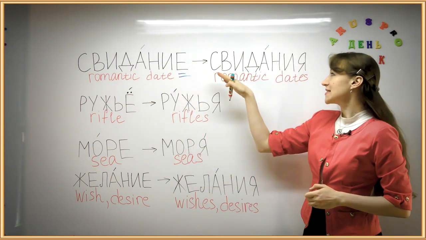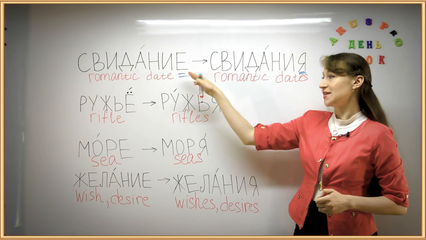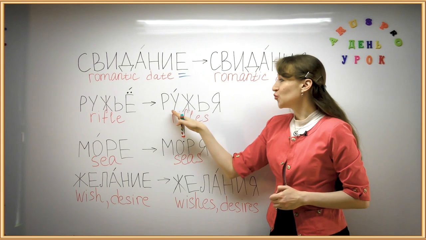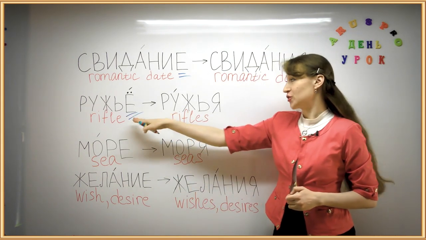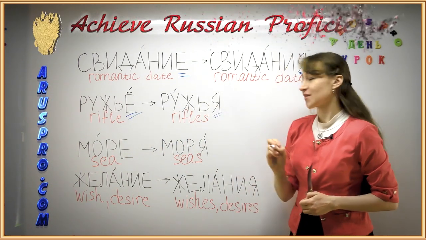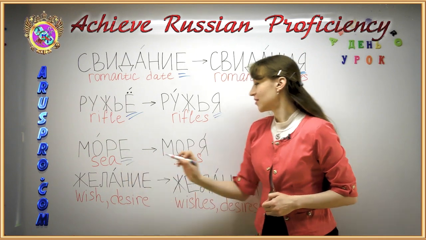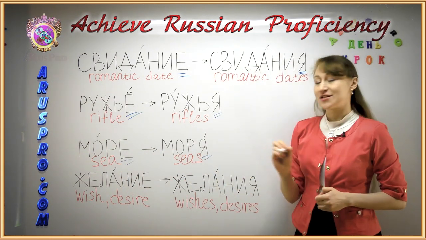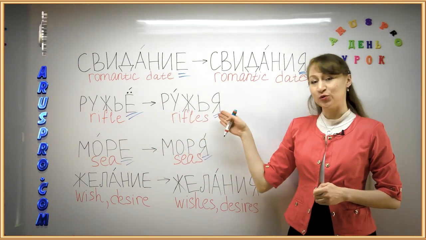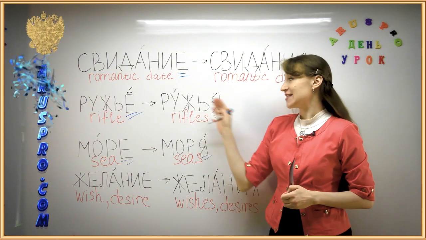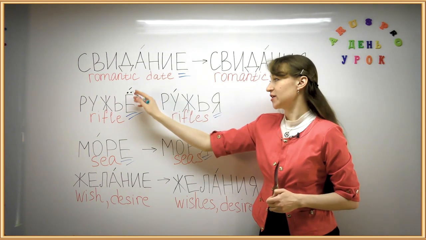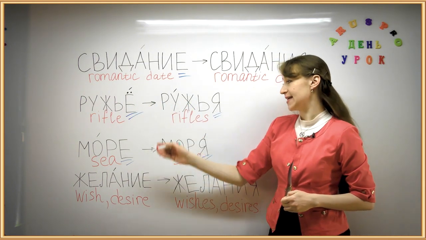Свидание, свидания. Je change to ja. Ружье, ружья. One of the few words that end in jo. Ружье, ружья. Море, моря. So probably you noticed that in these two nouns, when we changed them to plural, their emphasis changed as well. So ружьё became ружья. Emphasis went from the end of the word to the beginning.